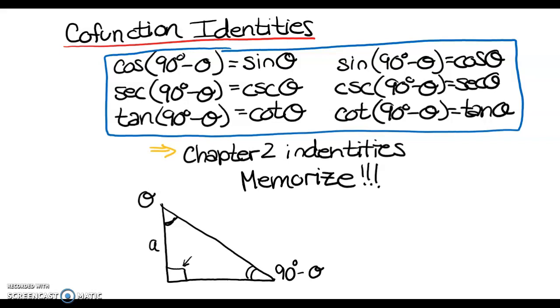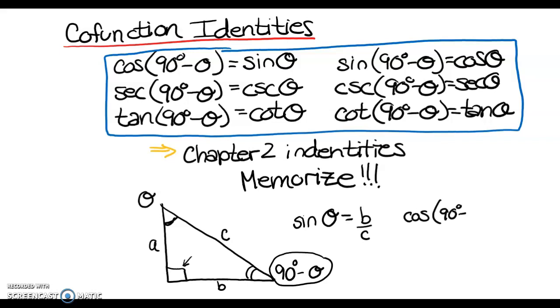And if I just label the sides of my triangle as A, B, and C, you can see that the sine of theta equals B over C. And if I take a look at this angle, what trigonometric function for this angle has a value of B over C? Well, that would be adjacent over hypotenuse. So the cosine of 90 degrees minus theta is also B over C. So sine of theta and cosine of 90 degrees minus theta must equal the same thing.